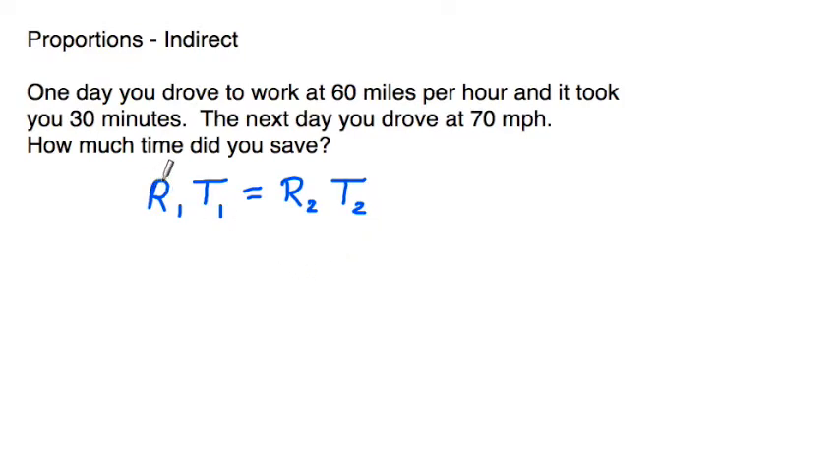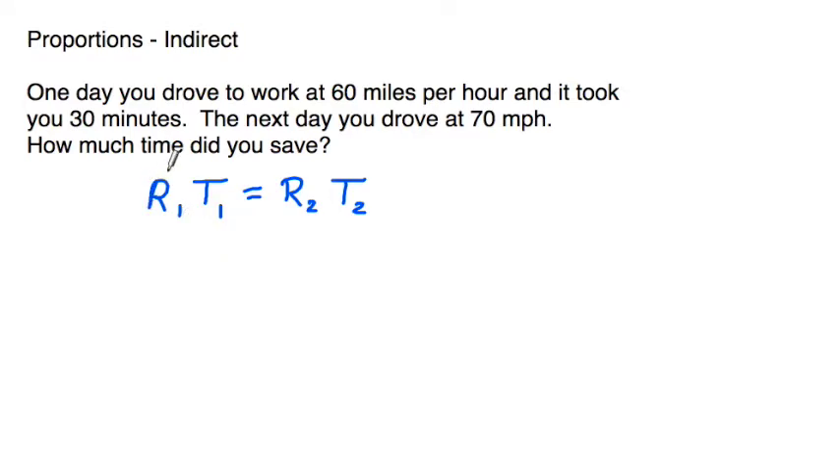Now, when you go rate times time, that literally equals distance. So that's saying the distance on the left is the same as the distance on the right. And you get this nice indirect setup. Now, the main difference between indirect and direct is with direct you're setting up R1 over T1 equals R2 over T2, but those variables don't work as a direct. So the indirect would be to multiply them rather than to divide.